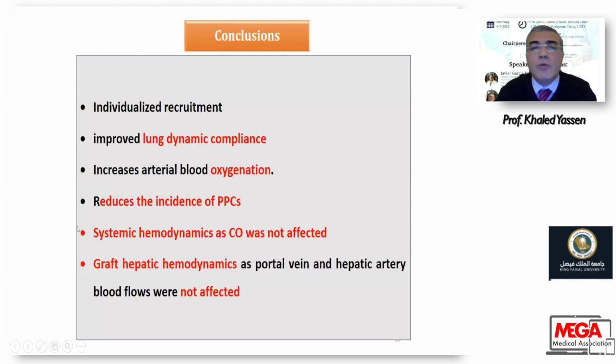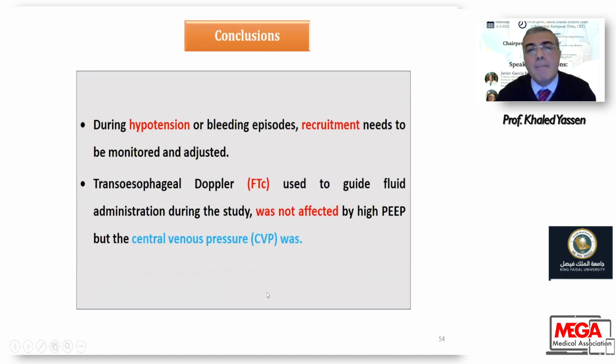Conclusions: individual recruitment is important. Lung dynamic compliance was improved, as well as oxygenation. There is a significant reduction in post-operative pulmonary complications. Systemic hemodynamics were not affected. Graft hepatic hemodynamics, like portal vein and hepatic artery, were also not affected.